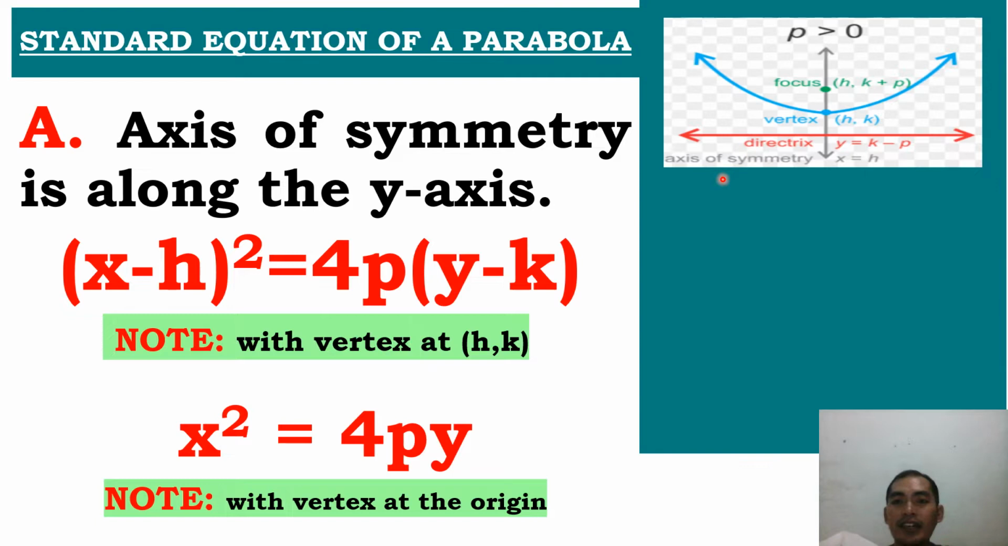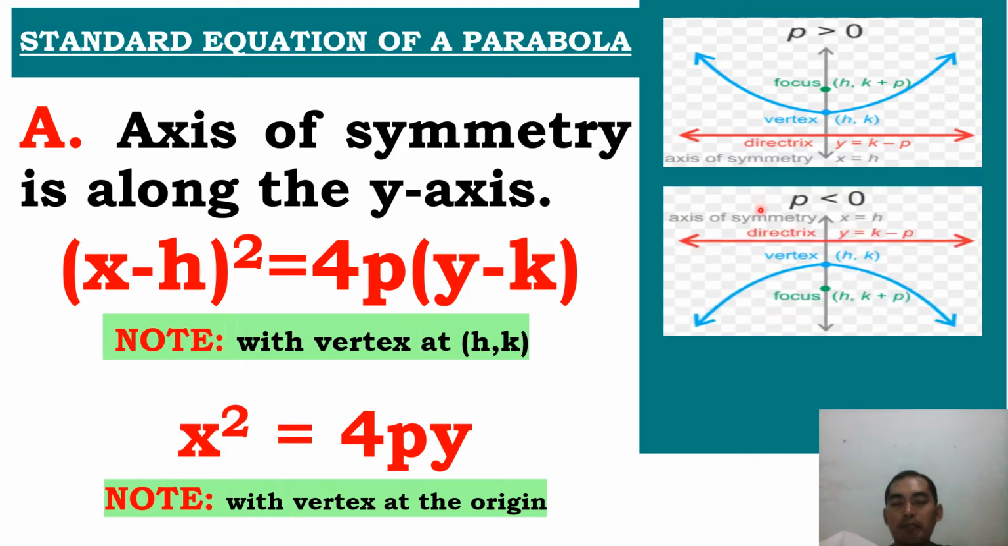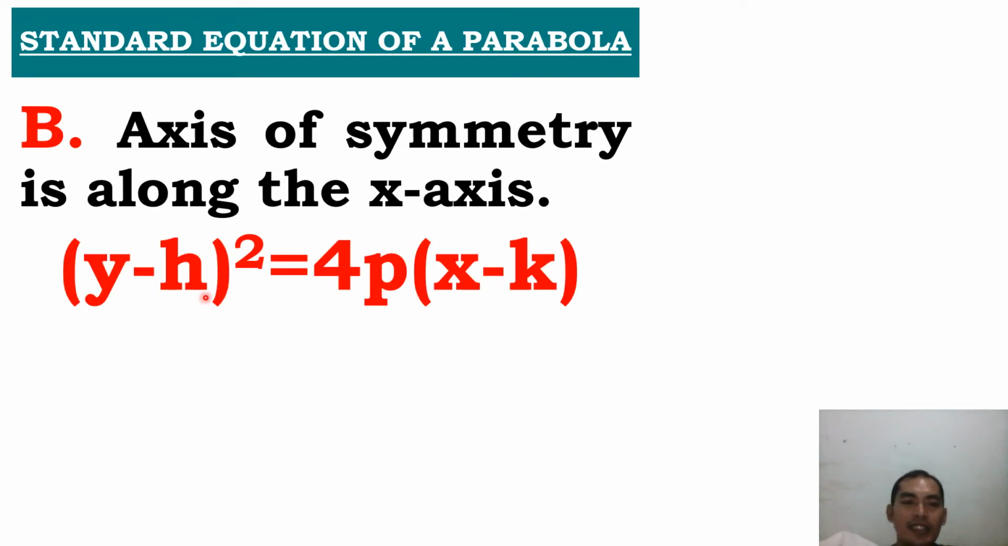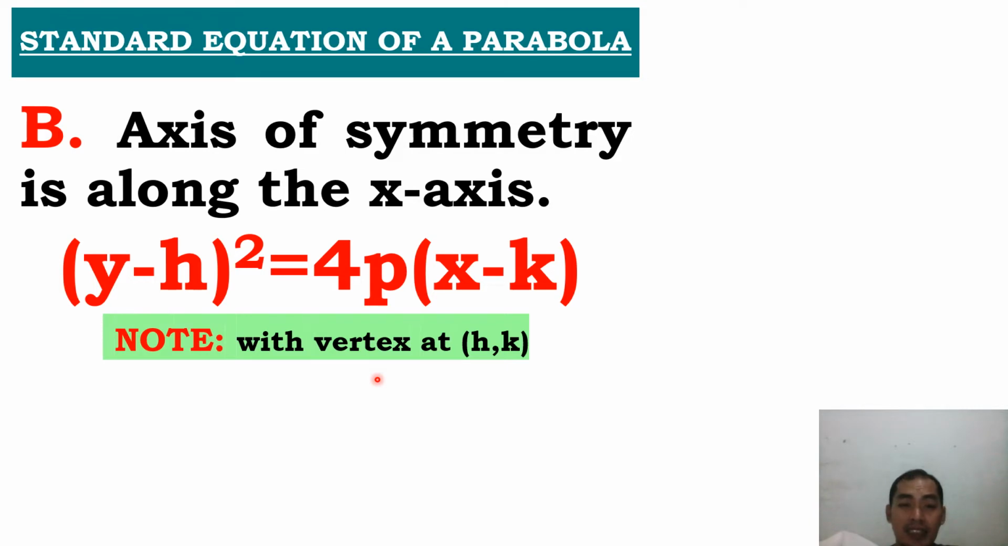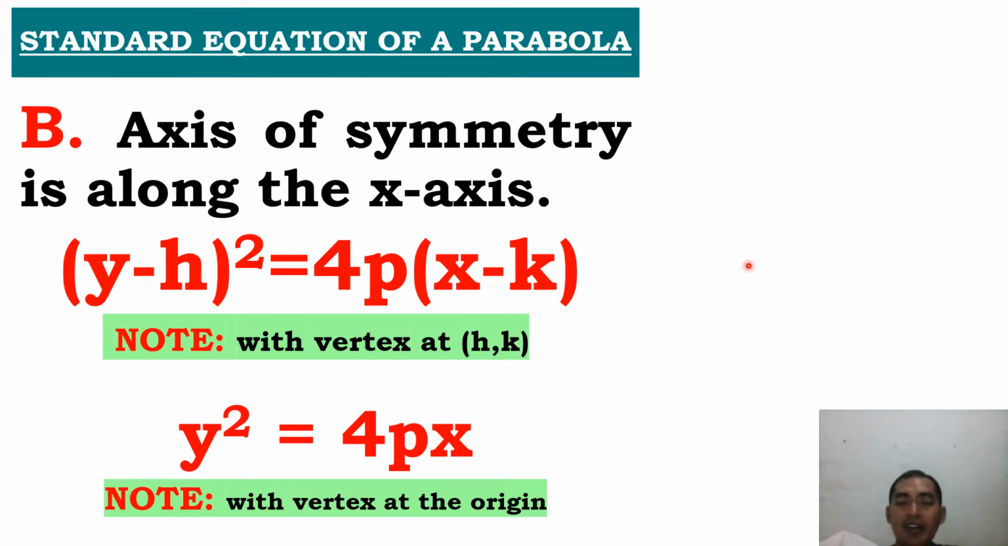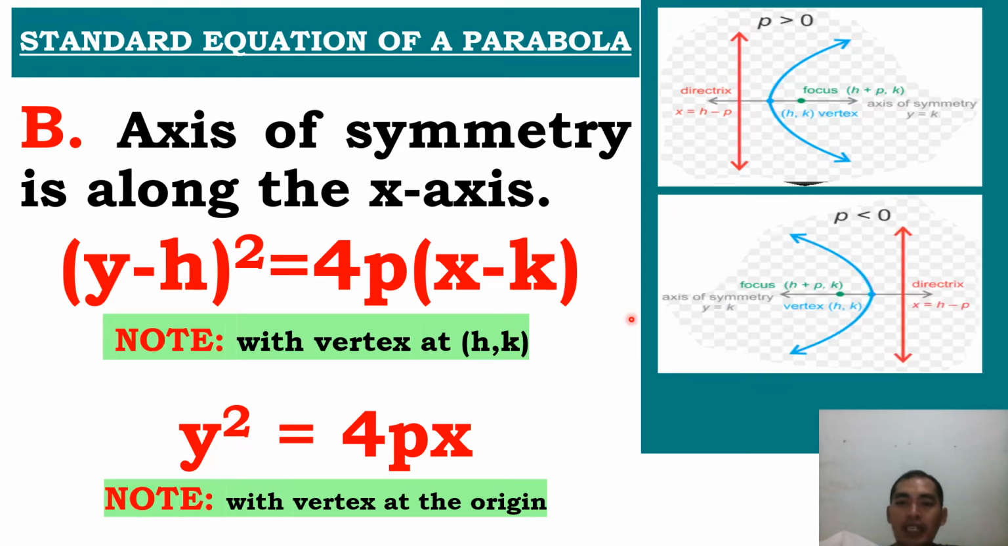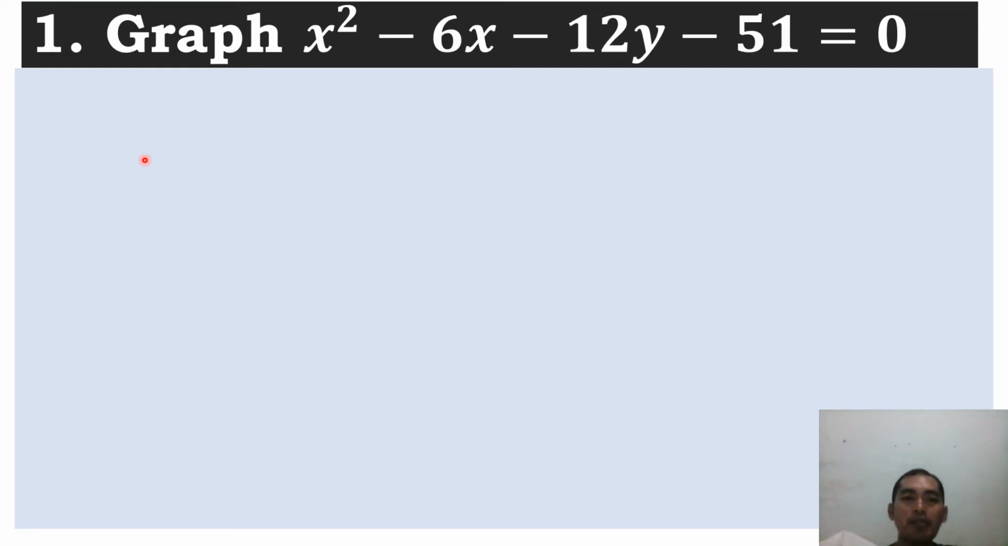And we have here the graph, that one, when p is greater than 0. This one when p is less than 0. And another one is when axis of symmetry is along the x-axis. We have this, the square of y minus h equals 4p times the quantity of x minus k, when the vertex is at h,k, and y squared equals 4px when the vertex is at the origin. So we have here the graph, sideward, going to the right when p is positive, going to the left when p is negative.